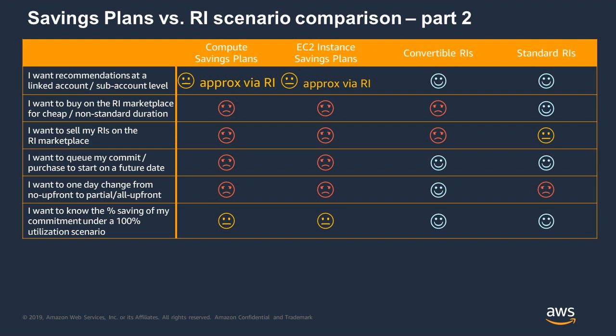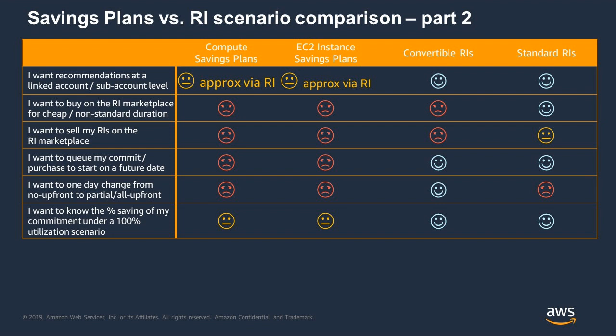There are also some edge cases where RIs have an advantage over savings plans. Firstly, at a linked account level, if you want recommendations for those, they're currently available with convertible and standard RIs. However, with savings plans, you need to approximate that for yourself using the RI recommendation. And so what you can do is you can take the value of the RI, for example, if it's all upfront, then you need to divide that number by the number of hours in a year, for example, if you're going for a 1-year commit, to get the savings plan's hourly commitment value.